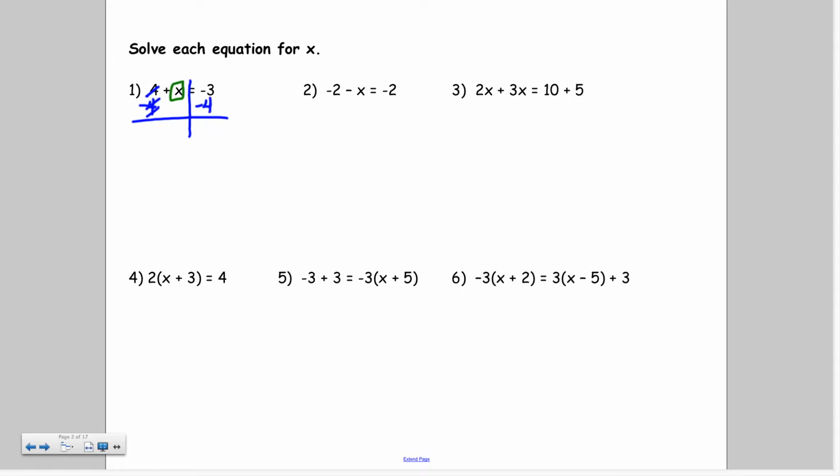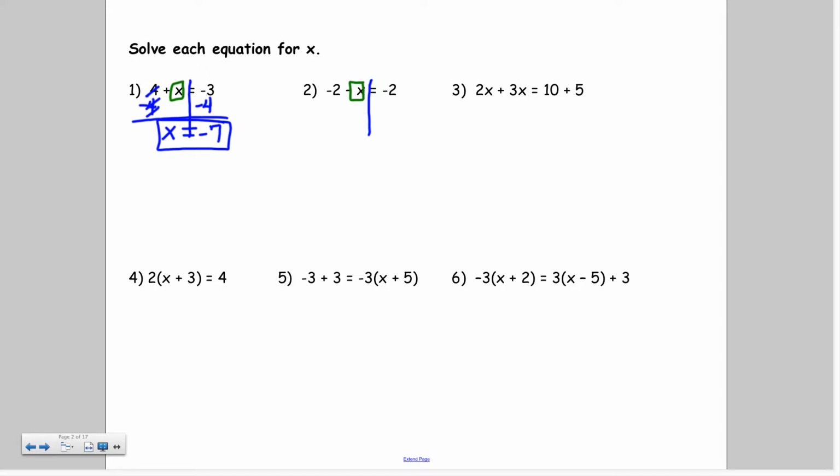4 minus 4 gives us 0. That leaves us with x, equal to negative 3 minus 4, and since it's the same sign, we're going to add them, and it's going to stay negative. So x is equal to negative 7. And since we have x by itself, that's our answer. All right, number 2, same process. We need to get x by itself.